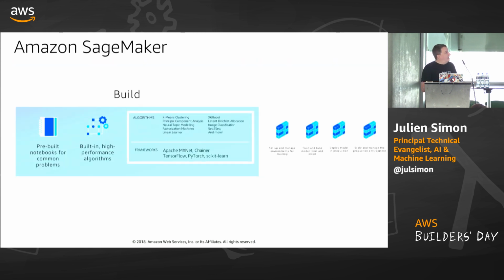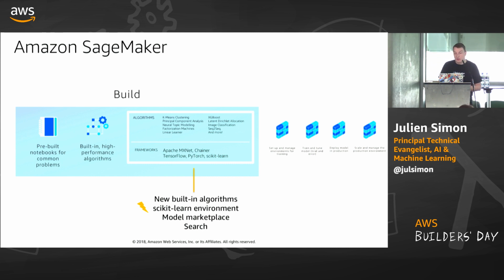And then when it comes to built-in algos, so we have new ones. I'll talk about those. We have 17 algos now. We added an extra built-in environment for scikit-learn. So that's a really popular machine learning library. So again, you'll never have to install that again. We have a model marketplace. And that sounds like a simple feature, but it's super useful.